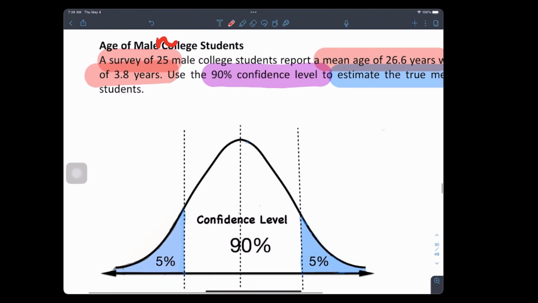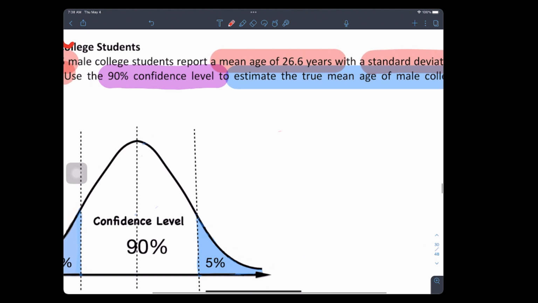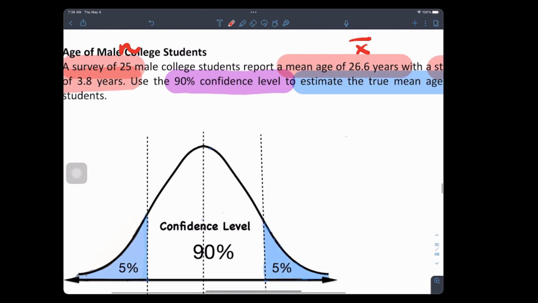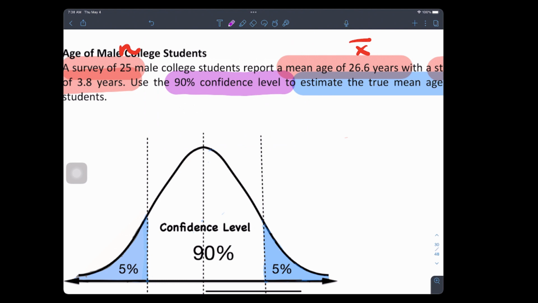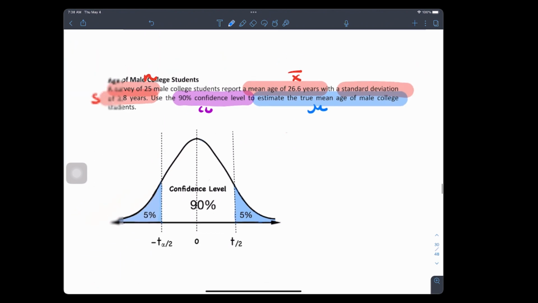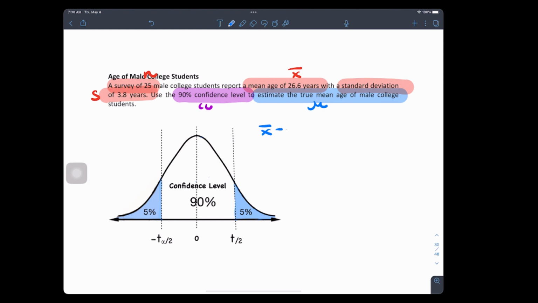So what do you guys know about that sample? Sample size is what? 25, is that right? What's the sample mean? What's the sample standard deviation? What's the confidence level? What are we estimating? True mean. So that format is what? Sample mean minus the error less than the true mean less than the sample mean plus your error. All right, you guys okay with that?